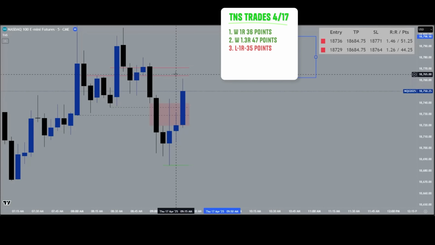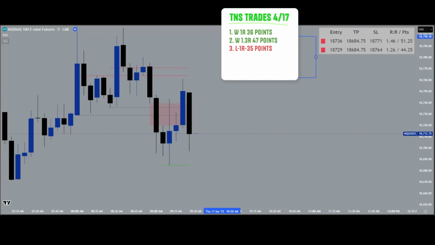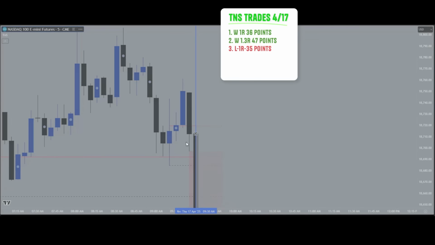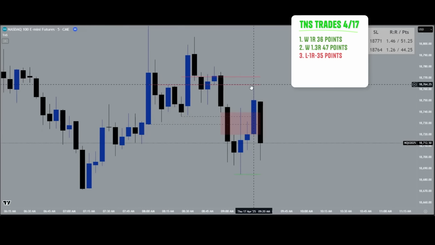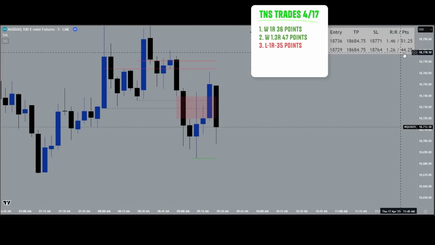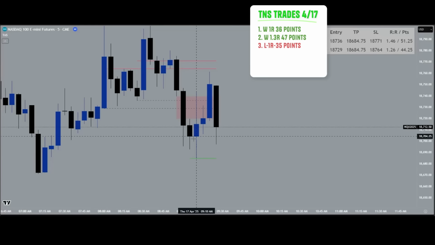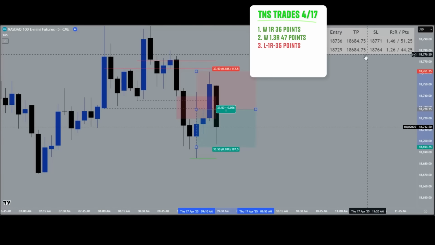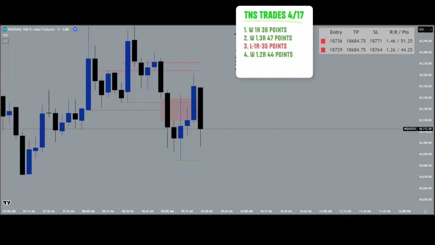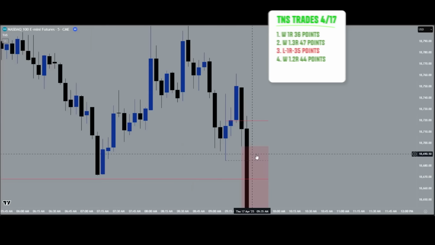Let's see. This trade is kind of cutting it close. But look at that. It got TP. It went all the way back down without hitting the stop loss. Once again, the stop loss is up here. The TP down here, it did get hit for 44 points using the lowest entry. Now, if you use the higher entry, you would have got 51 points. So let me just add this one as the 4th trade for 44 points. And you can see it did get TP.